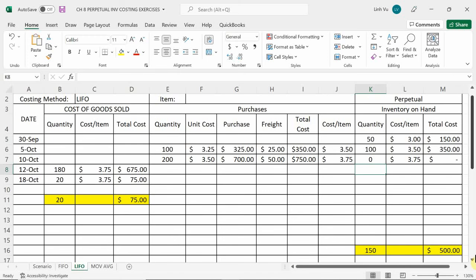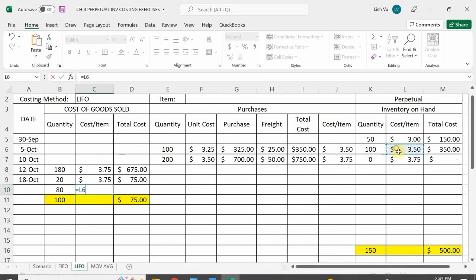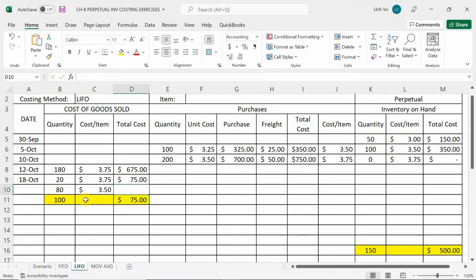How many more do I need to take out from the next batch to get to a grand total of 100 units? 80. We need to sell 80. Now, which batch are we to take out from? The 100 at $3.50. So in this case, how much is it going to cost me to sell 80 units at $3.50?